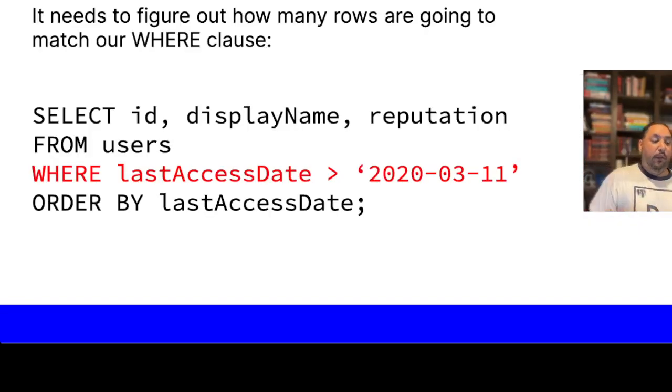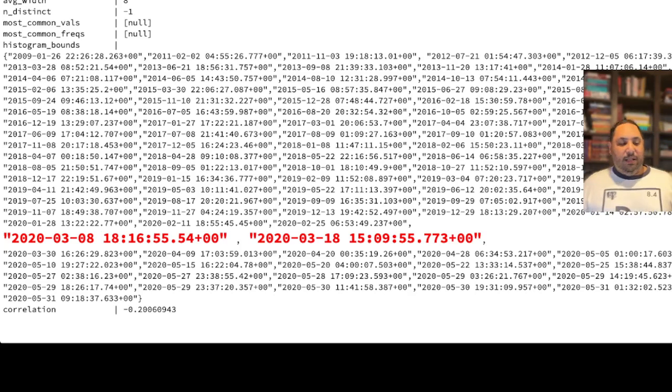If we look at the query we've been looking at, which has that March 11th, 2020 boundary for our last access date, the first thing it wants to do is figure out how many rows it should expect back. So how does it come up with the number it wants? Well, the plan that Postgres is going to pick, as we've shown, depends on how many rows it thinks it's going to get back. And the way it figures this out is by looking in pg_stats at the histogram bounds.